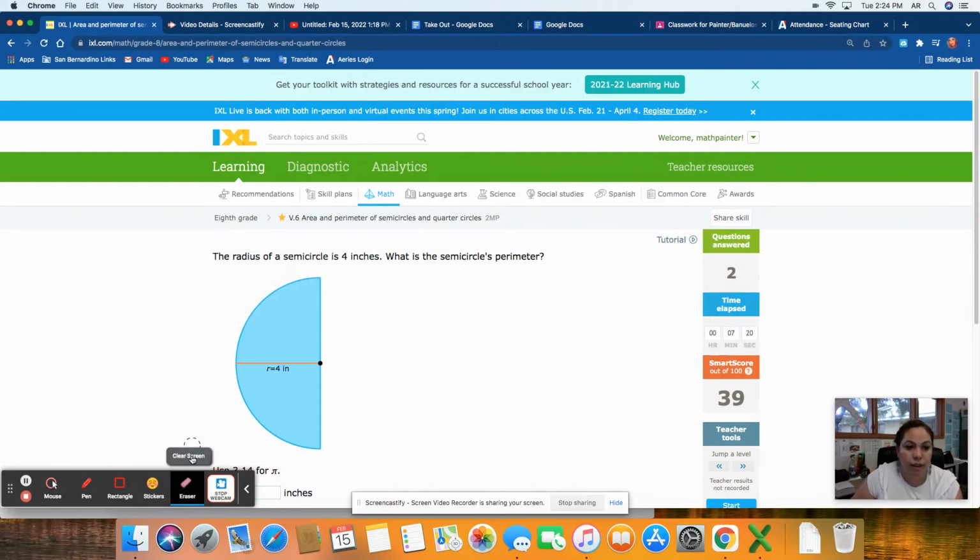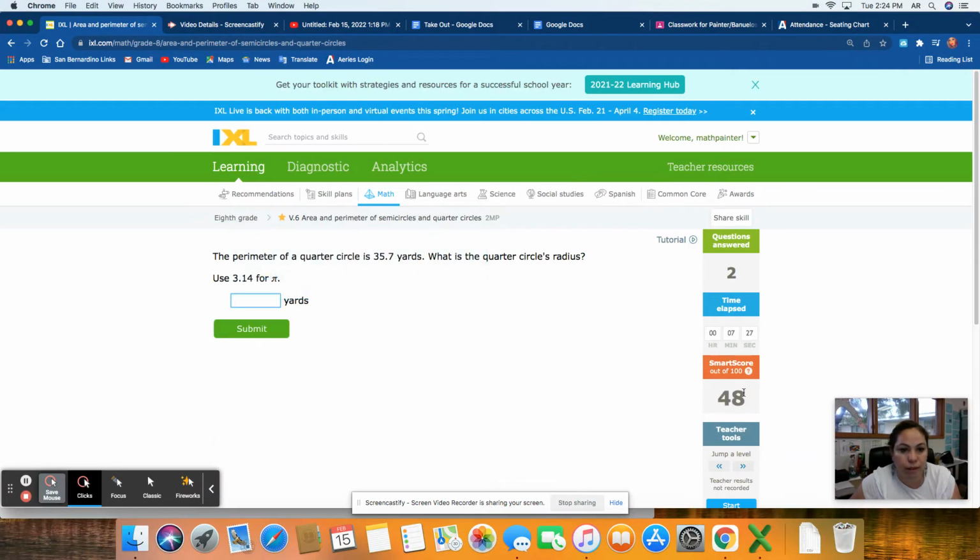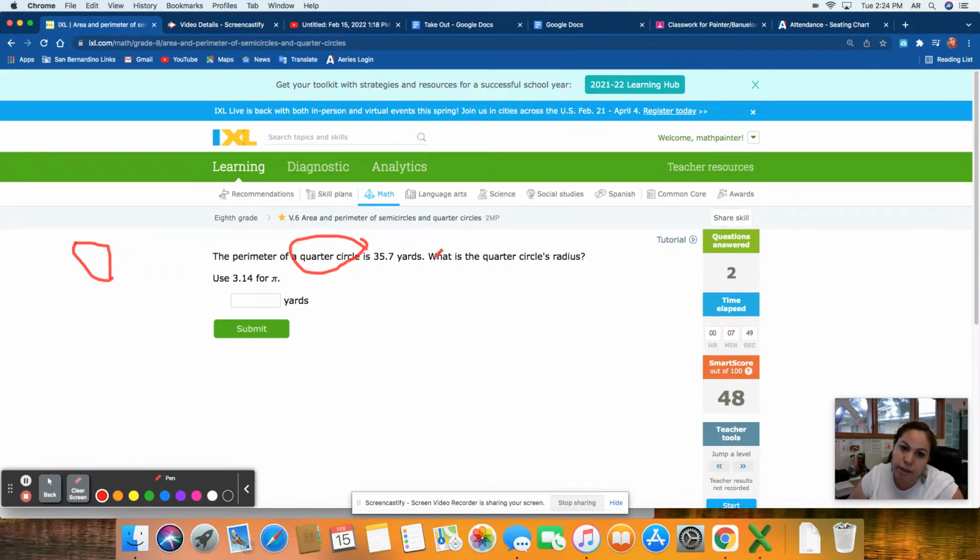All right, let's try to find a quarter circle because we haven't seen a quarter circle yet. So I'm gonna skip some of them. All right, this is fine. There's no picture, but I know what a quarter circle means. It's just 1/4 of a circle, right? So quarter circle, it says right here. The perimeter of a quarter circle is 35.7 yards. What is the quarter circle radius?